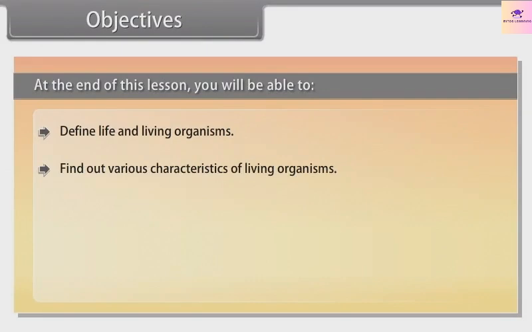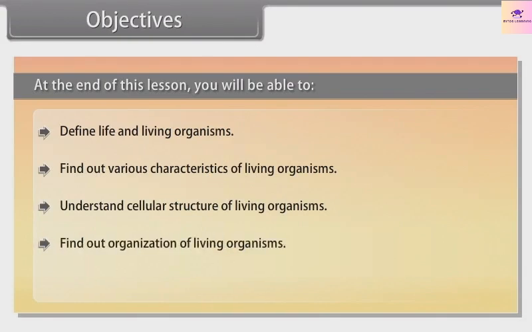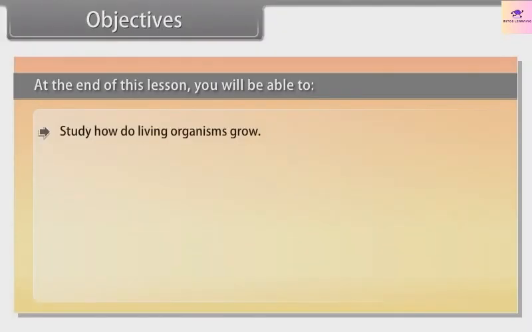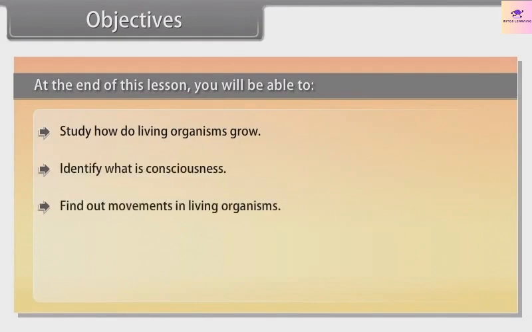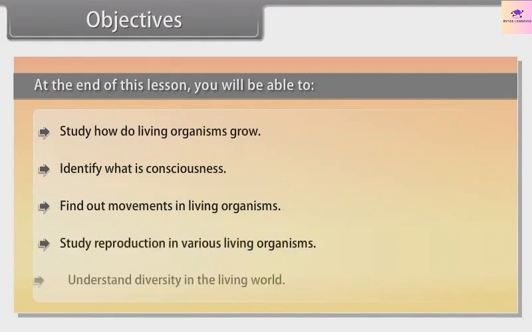Objectives. At the end of this lesson, you'll be able to define life and living organisms, find out various characteristics of living organisms, understand cellular structure of living organisms, find out organization of living organisms, study the process of metabolism in living organisms, study how living organisms grow, identify what is consciousness, find out movements in living organisms, study reproduction in various living organisms, and understand diversity in the living world.